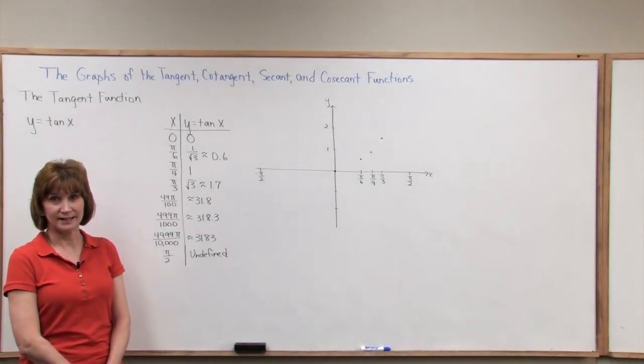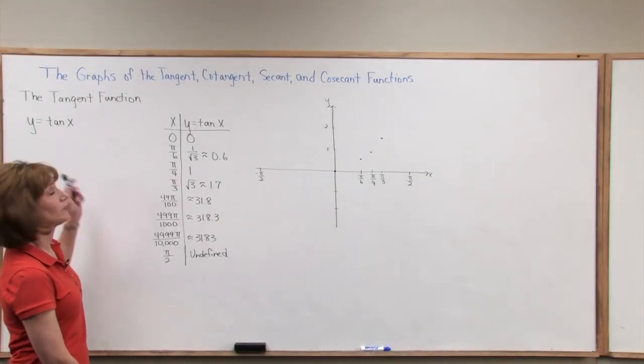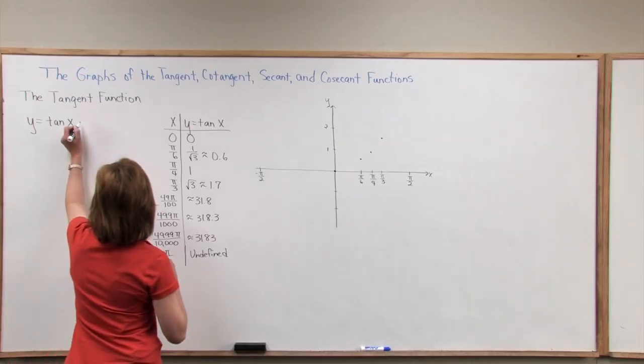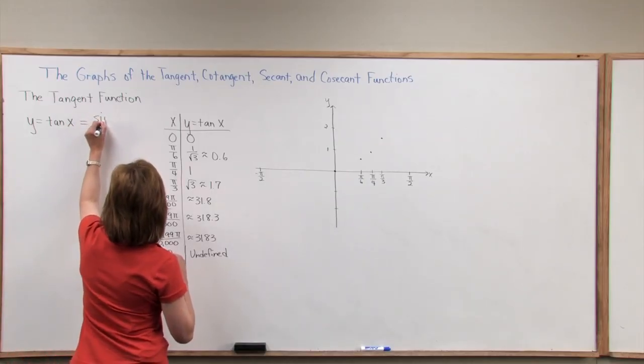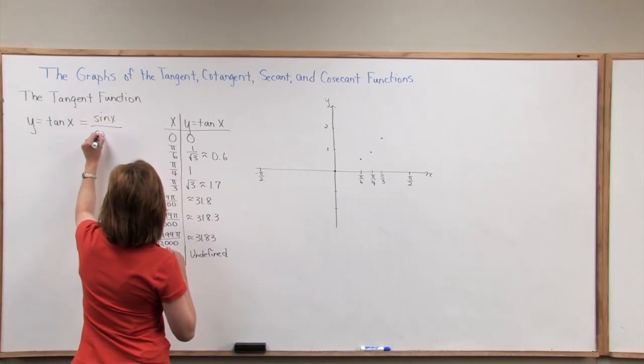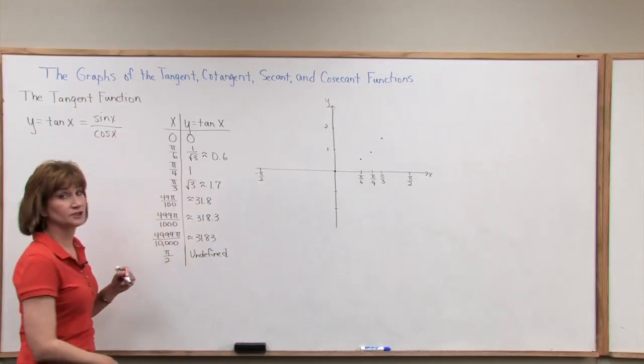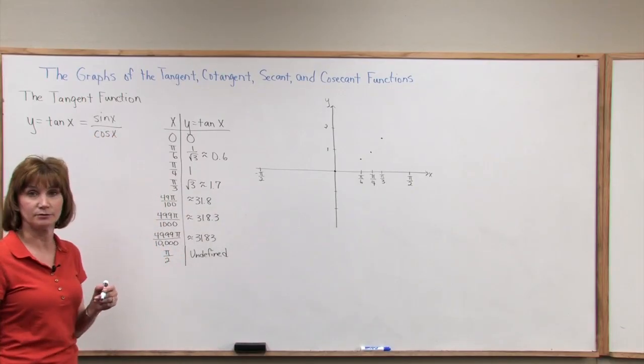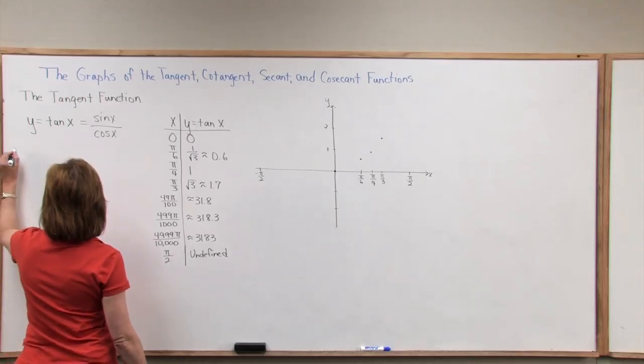Let's take a look at the tangent function. Recall that the quotient identity for tangent x is equal to sine x over cosine x, which tells us that the tangent function will be undefined when the cosine x is equal to 0. Let's see when that happens.